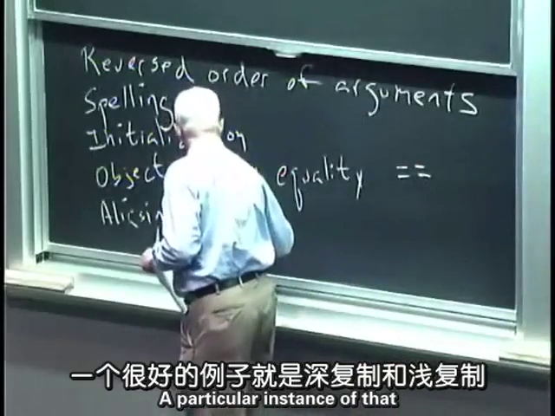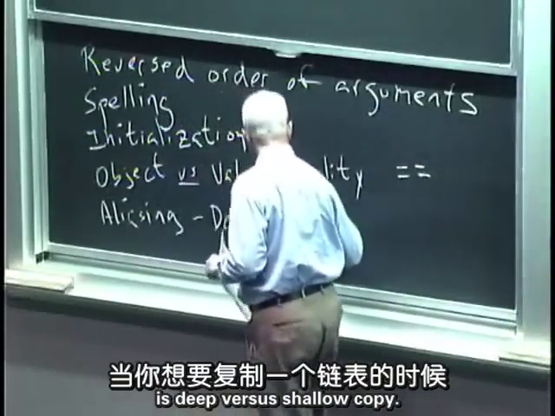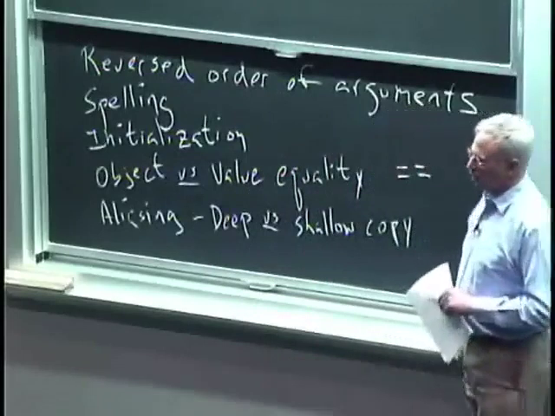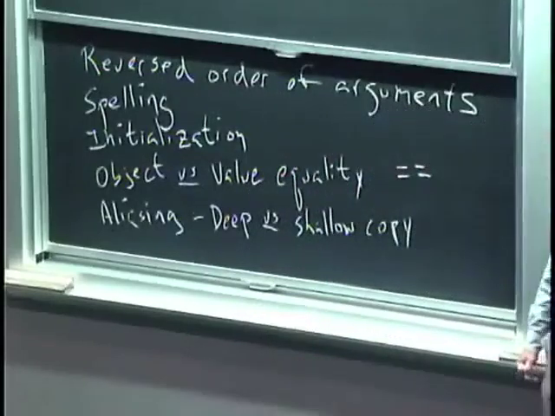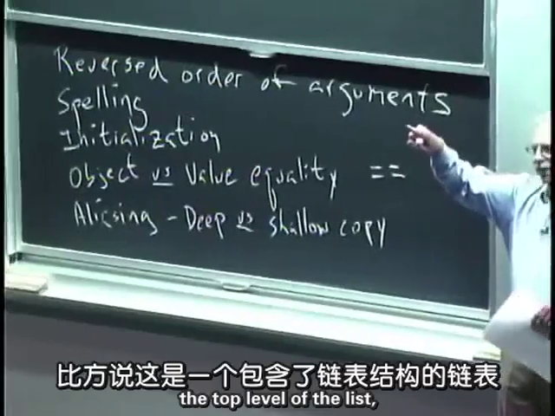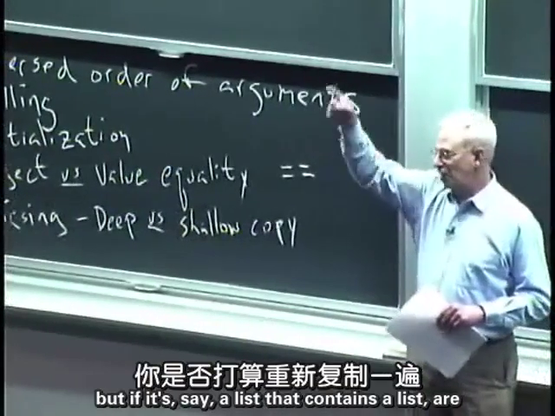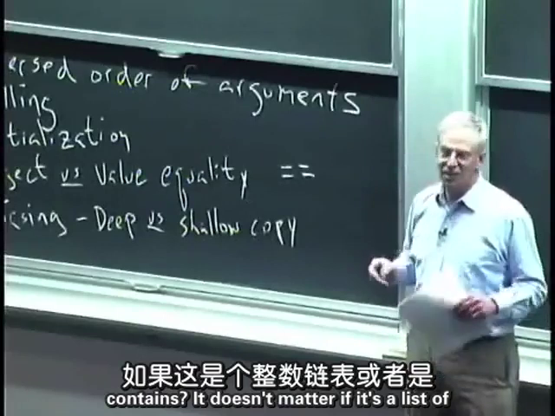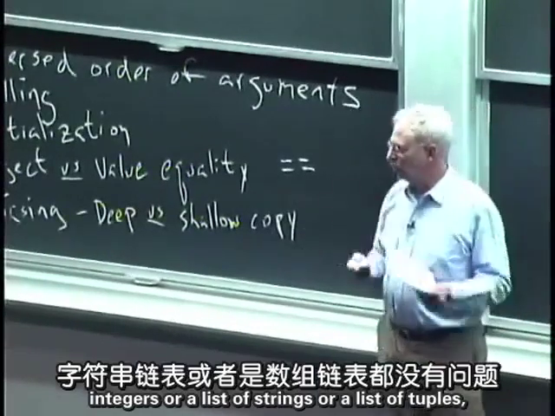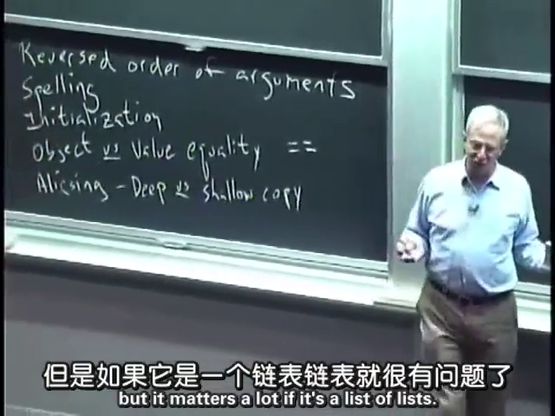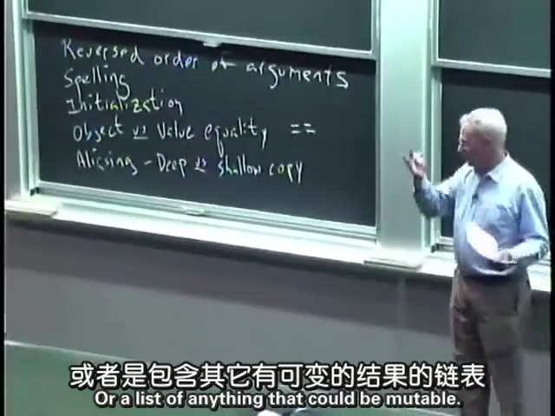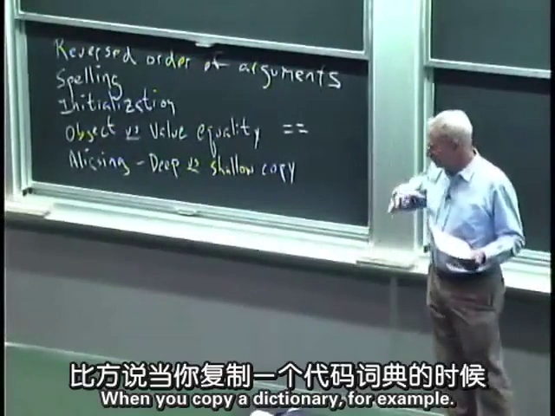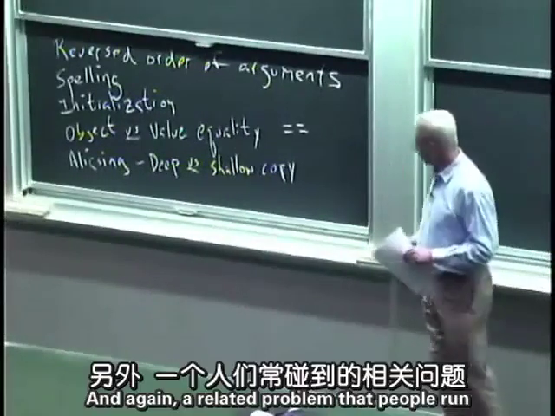A particular instance of that is deep versus shallow copy. When you decide to make a copy of something like a list, you have to think hard about, are you only copying the top level of the list? But if it's, say, a list that contains a list, are you also getting a new copy of everything it contains? It doesn't matter if it's a list of integers or a list of strings or a list of tuples. But it matters a lot if it's a list of lists or a list of anything that could be mutable. So when you copy, what are you getting? When you copy a dictionary, for example, think through all of that.